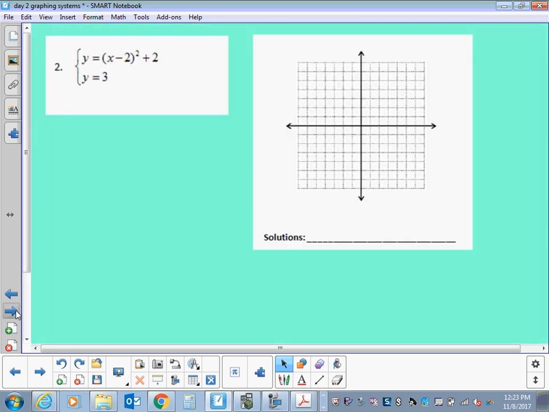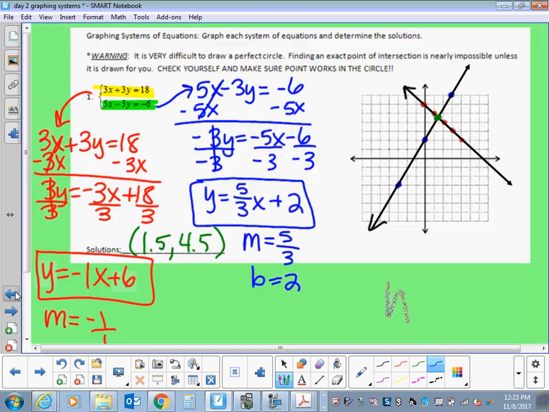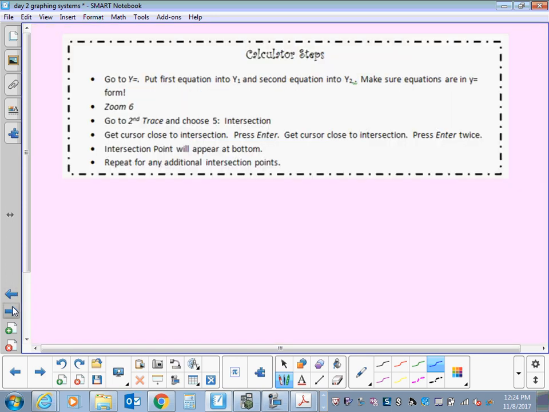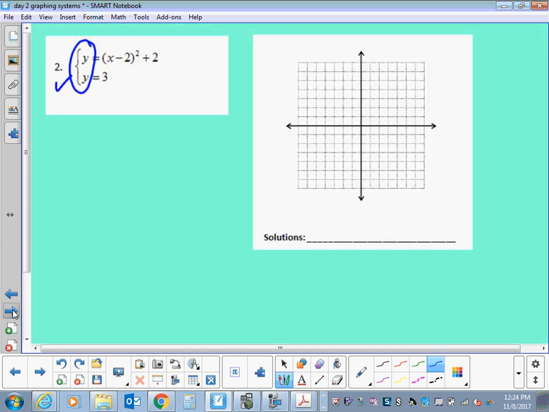All right, so this portion we're going to be using all calculator, okay? For number 2, our first step is to see, is this in y equals? Do I have both of these equations in y equals? Yes. I don't have to solve there. Back here, they were not in y equals. That's why we had to solve for y. But in this case, our work is done for us, okay?